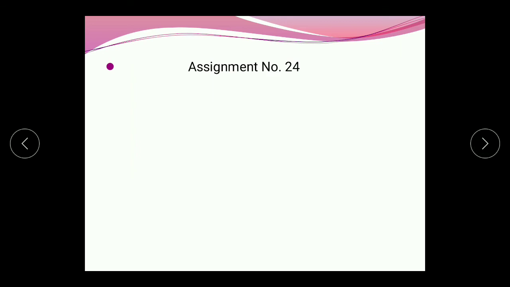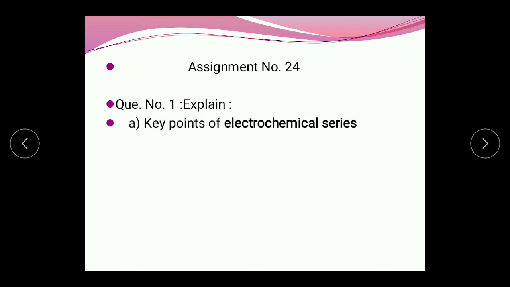Now, the assignment based on today's EMF series. The first question is, explain key points of electrochemical series. You have to write those. And secondly, write down the applications of electrochemical series. And these are very important. In the exam, many times a question on applications has been asked. Particularly, any application is asked. Sometimes they ask in general about the applications of electrochemical series. As there are 3 applications, a question for 3 marks can be asked.